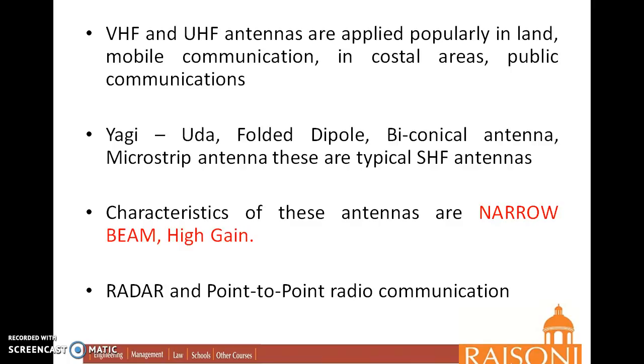The meaning of VHF is very high frequency, and the full form of SHF antenna is nothing but the super high frequency antenna. We can characterize these antennas as narrow beam and high gain antennas. The main applications in these categories are radar and point to point radio communications.